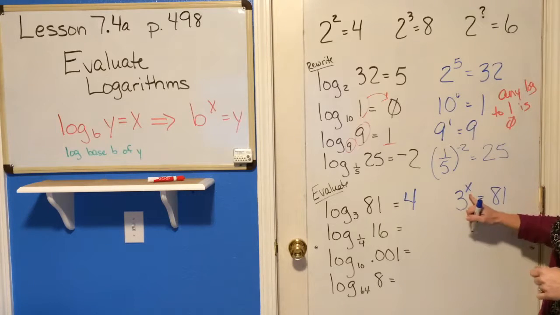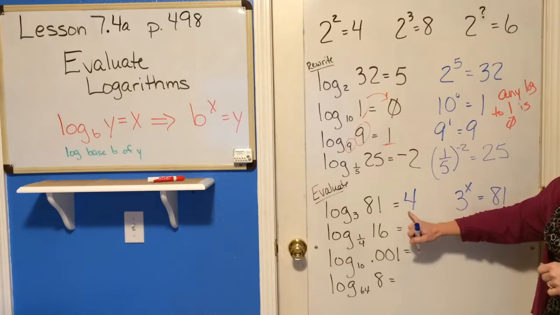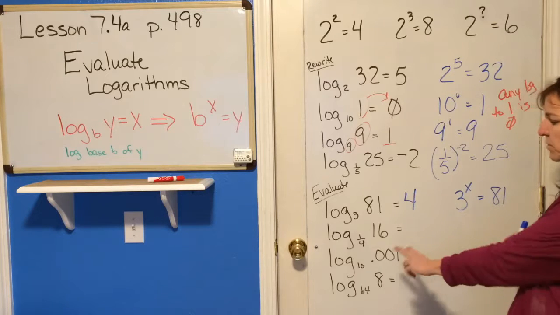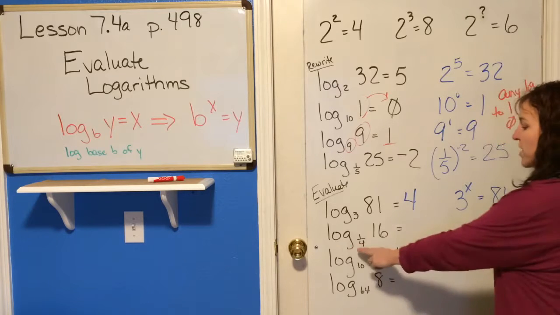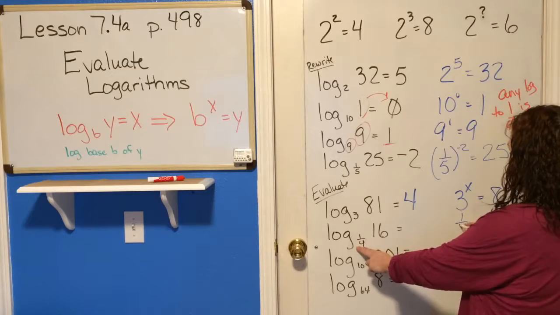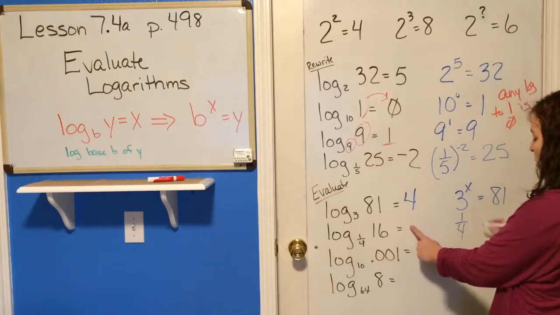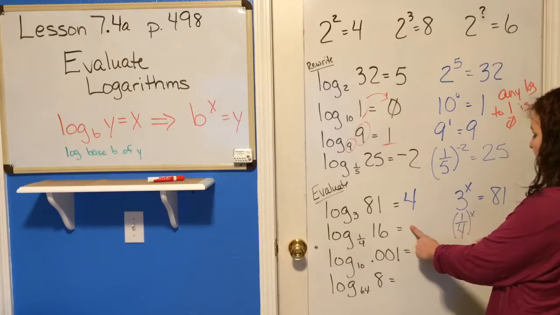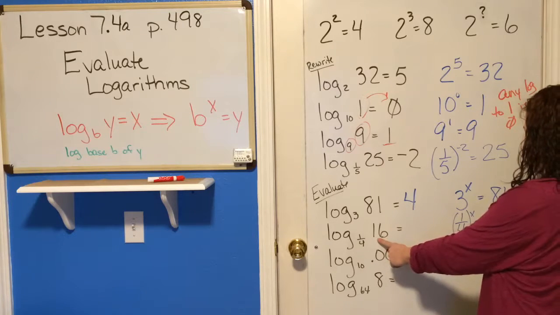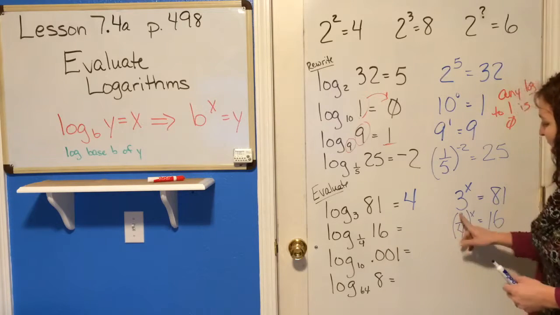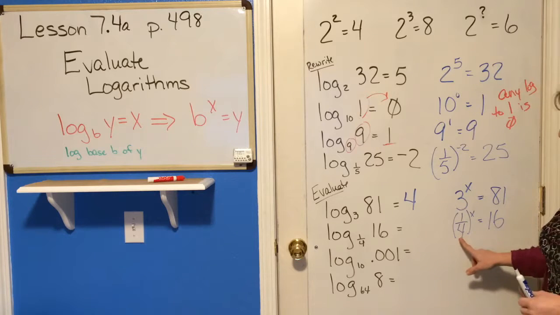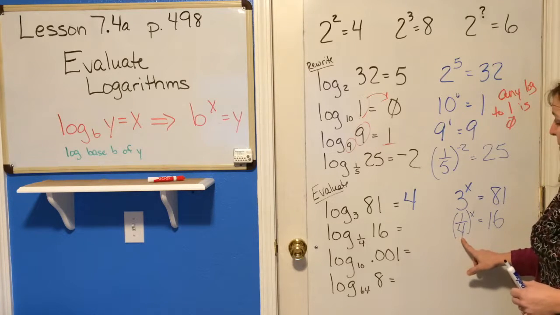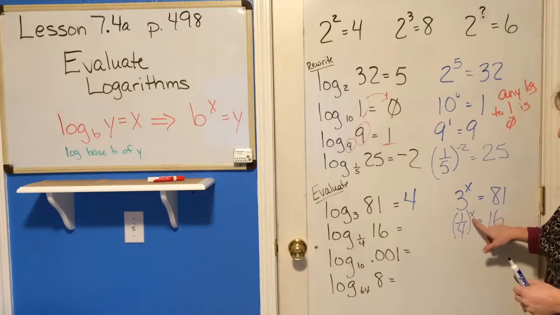Okay, so if the x is 4, then that's our answer to our log. Let's do another one. Log base 1/4 of 16 equals what? So we've got the base is 1/4. We don't know what the exponent is. That's what we want to find out. And we want it to equal 16. So we take 1/4 times itself. How many times to get 16? Well, I know that 4 times 4 is 16. But then if we had x as 2, that would be 1/4 times 1/4.